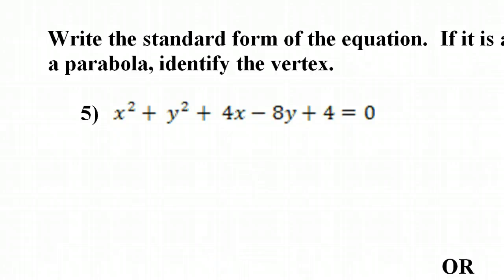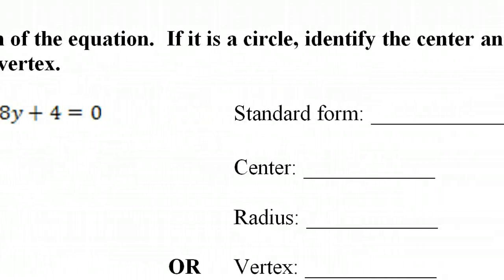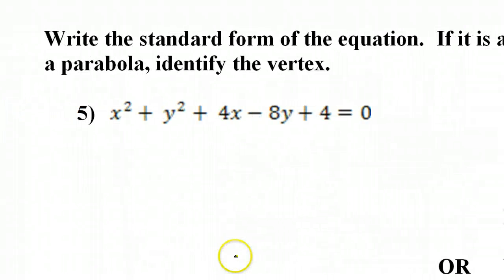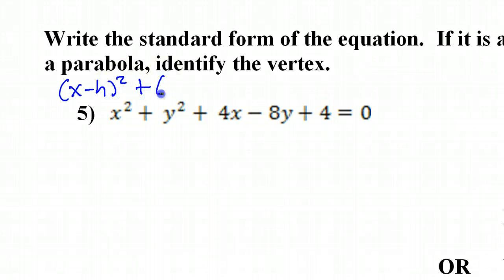Let's see. So write this in standard form, decide is it a circle or what. Okay, first of all, is this a circle or a parabola? Yeah, it's a circle. You can tell because the x's and y's are both squared. Okay, so the standard form for a circle looks like this. It's like x minus h squared plus y minus k squared is equal to the radius squared.